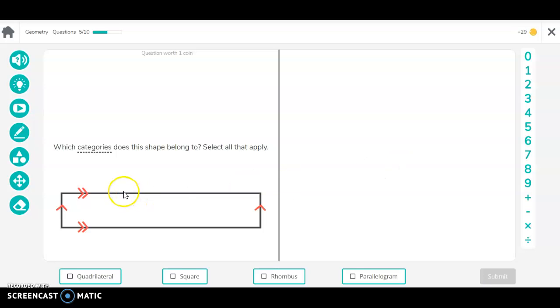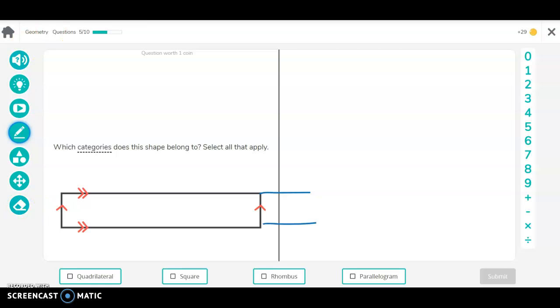Alright, so now we're going to look at this question. What categories does this shape belong to? We're going to select all that apply. So we have, these little triangle guys are just showing you the opposite sides are parallel. So if we kept extending these lines, it's going to go on forever. And same with these. Okay?